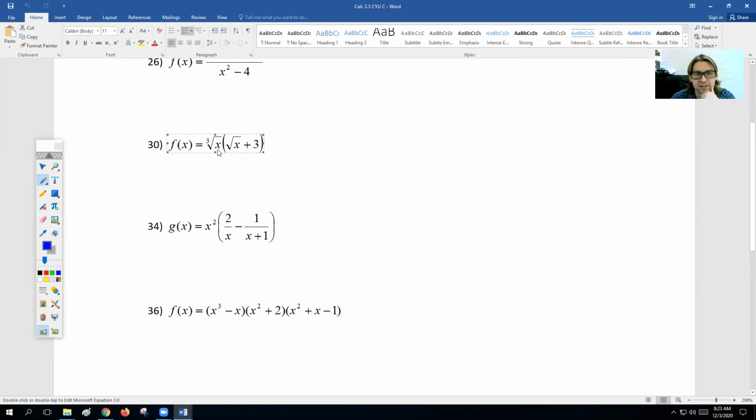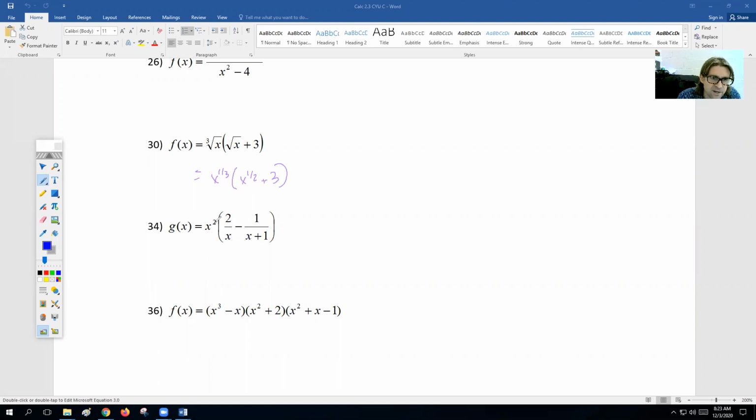Now you might want to rewrite this to x to the 1/3 power times x to the 1/2 plus 3. That's going to be easier to go through. Now, if you wanted to just FOIL this out and take the derivative the normal way, that's totally fine. You get the same answer.